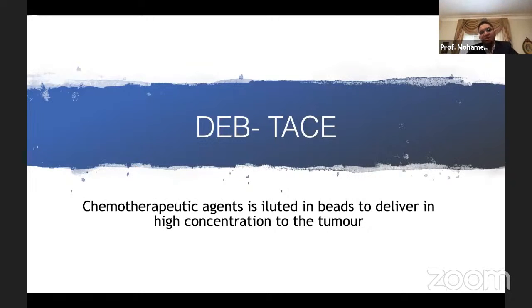Drug-eluting bead TACE, where the chemotherapeutic agent is eluted in beads to be delivered in high concentration to the tumor.